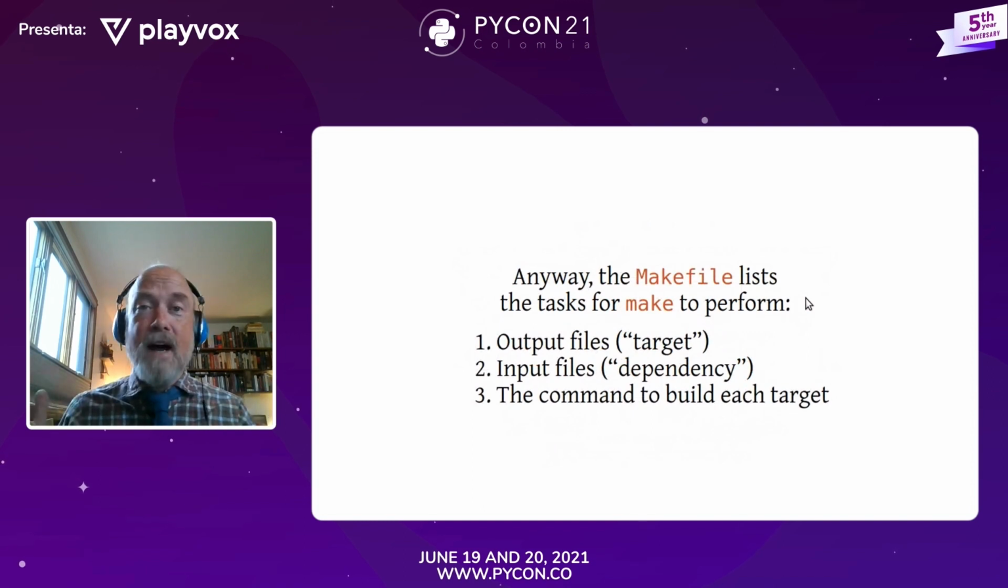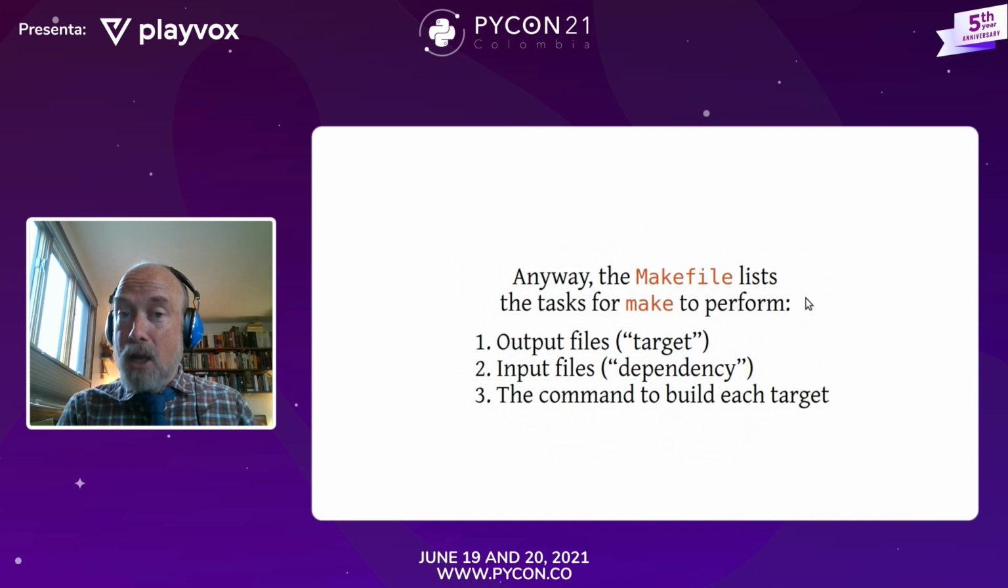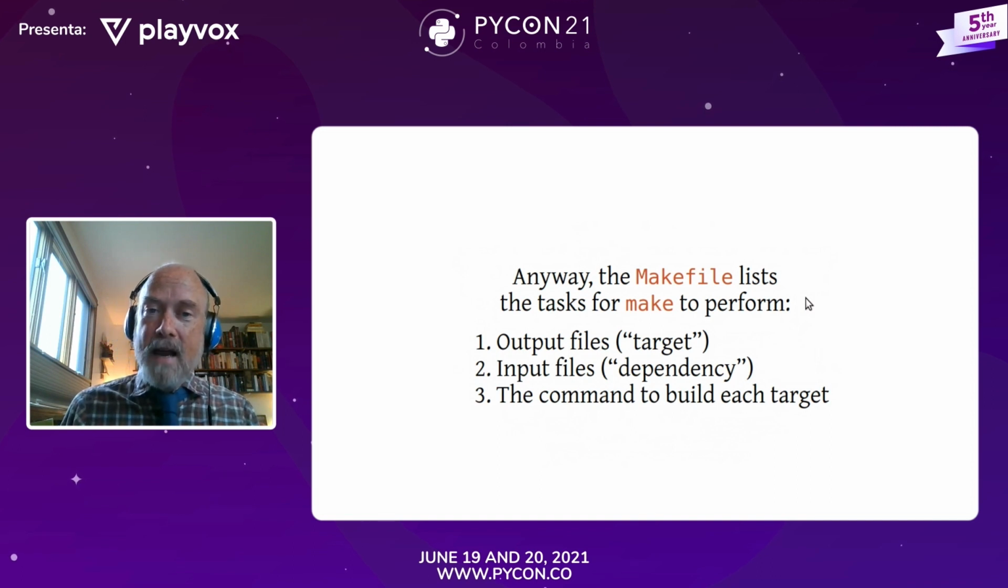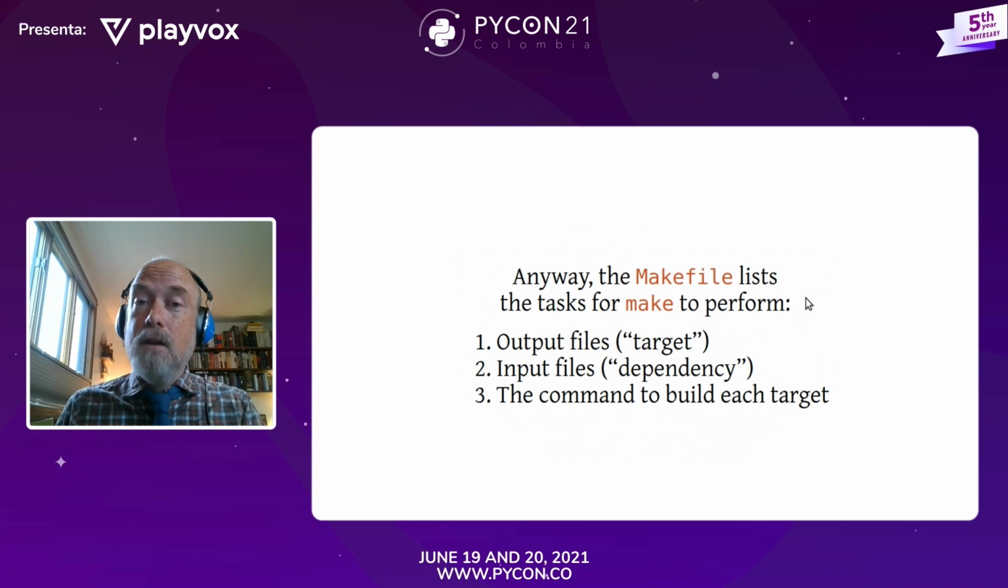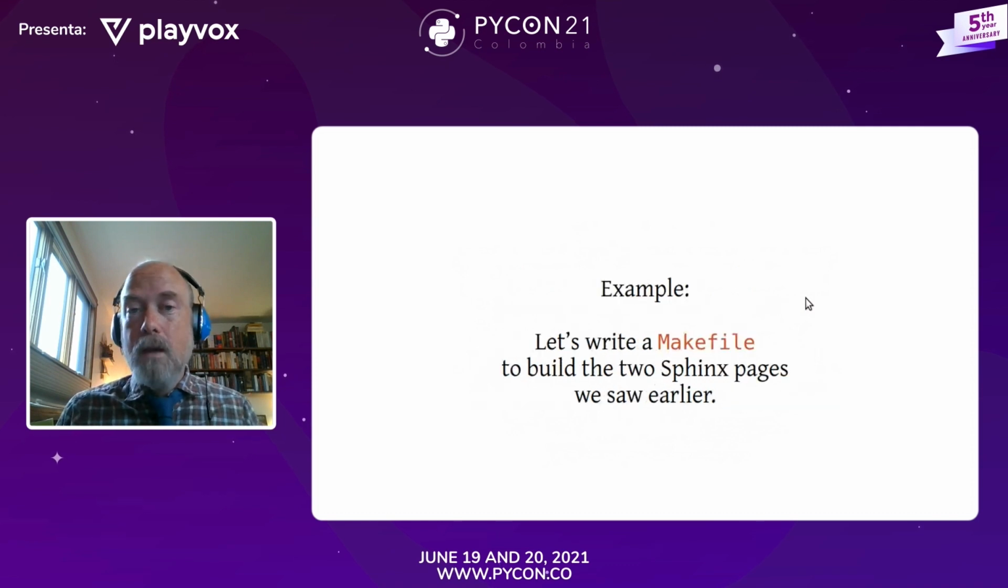Anyway, the makefile with a capital M lists the tasks for Make to perform. It gives the output files, Make calls each of them a target. The input files, called a dependency, I guess because the target depends on the input file being there, and the command to build each target. Here's an example.